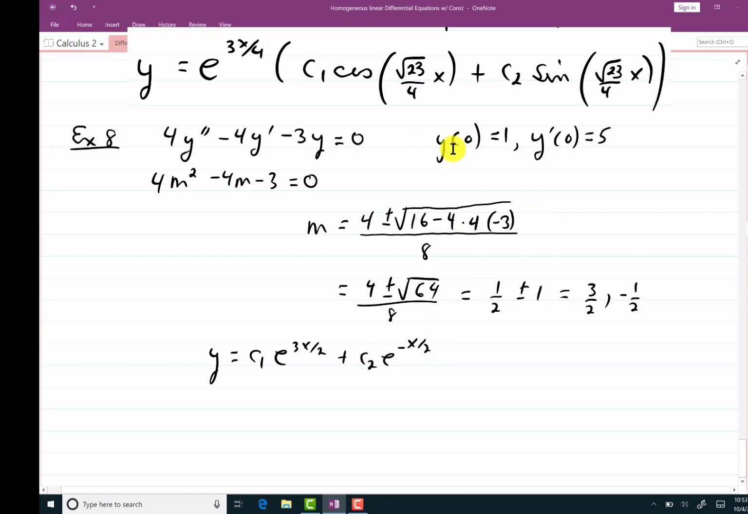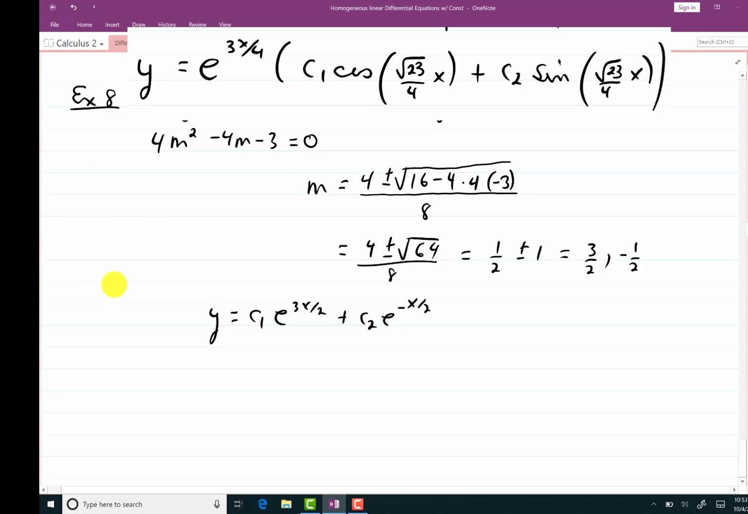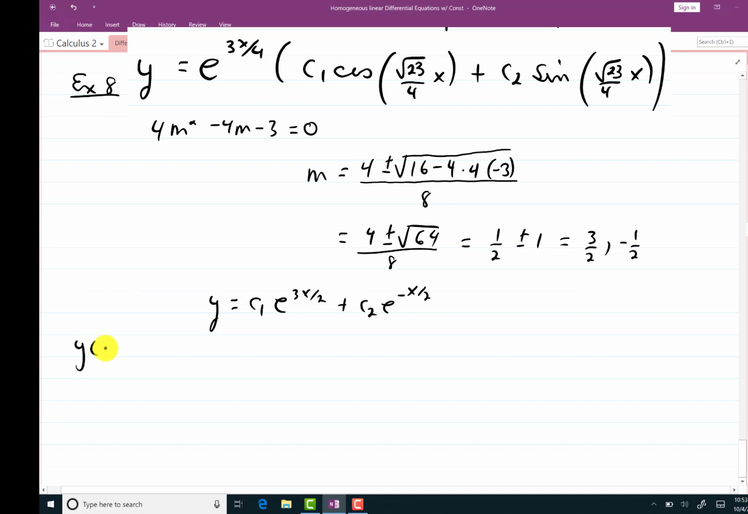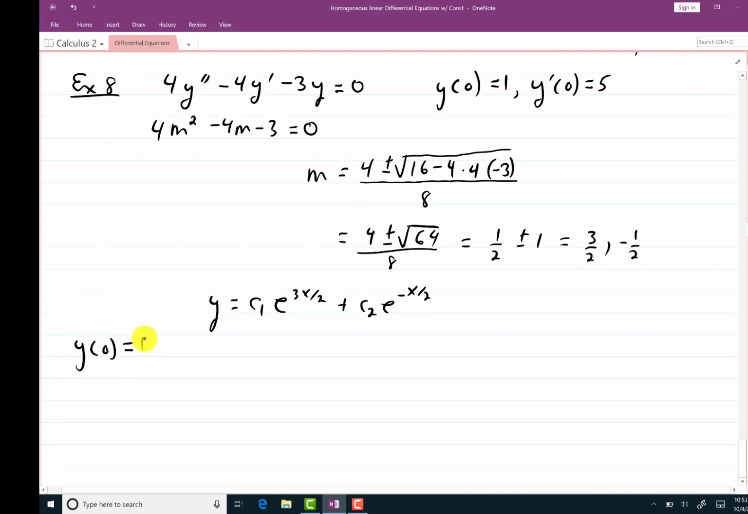Now I'll need to figure out these numbers up here. So y of 0 equals 1 tells us that 1 equals c1 e to the 0 plus c2 e to the 0. And there's one equation. I'll need a second equation to solve for c1 and c2.